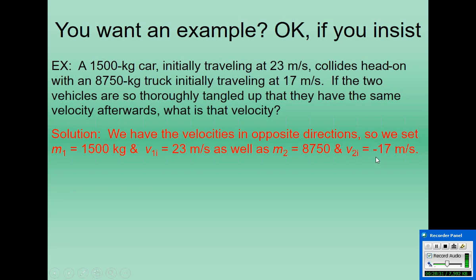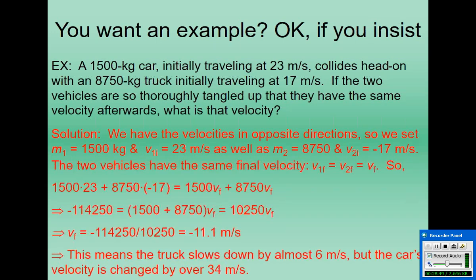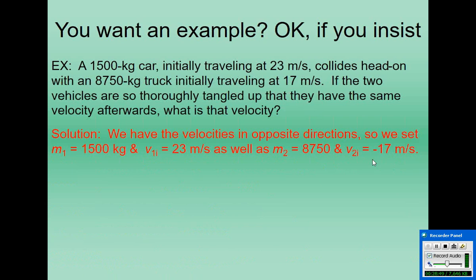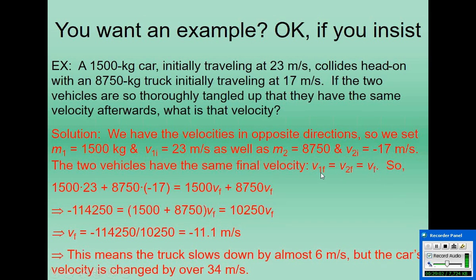Where did that negative sign come from? Head-on collision. For there to be a head-on collision, they must be traveling in opposite directions. So one of those velocities has to be negative. I just chose it to be that for the truck. We are told that the wreckage of the car and the truck all mangled together have the same final velocity. So there's a V1 final, there's a V2 final, but they're equal. I'm just going to call it V final.